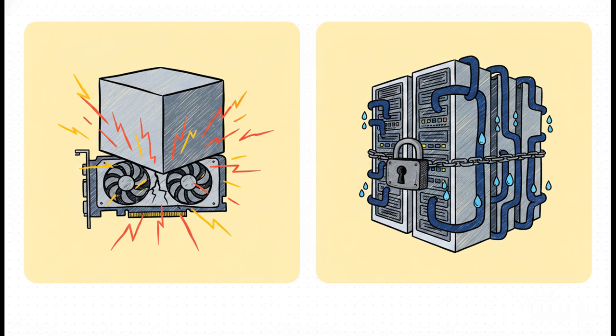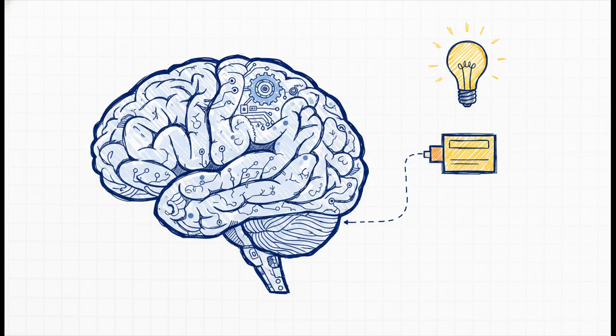But the open source community, they absolutely refused to be locked out. They started hunting for a backdoor, a way to sidestep these ridiculous compute requirements. And in doing so, they asked a really profound question. They asked, what if we don't actually need to change the brain to teach it a new trick?